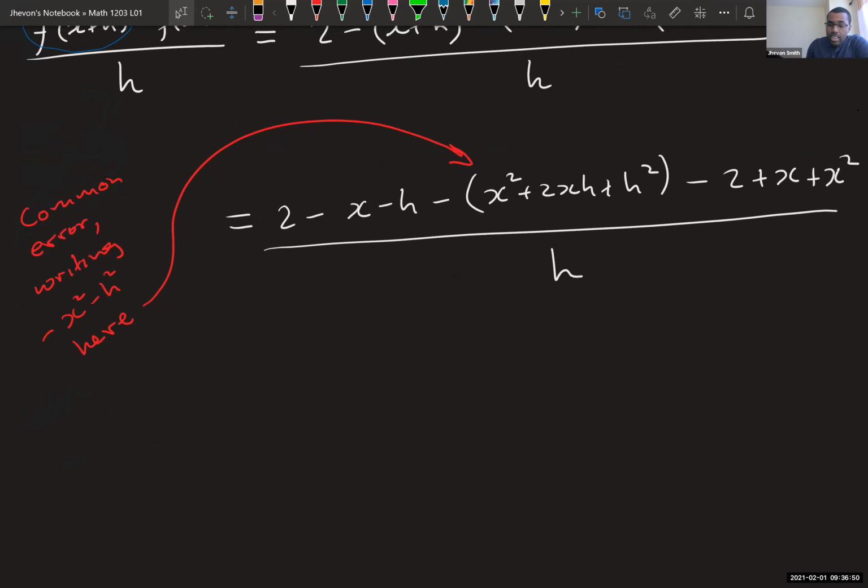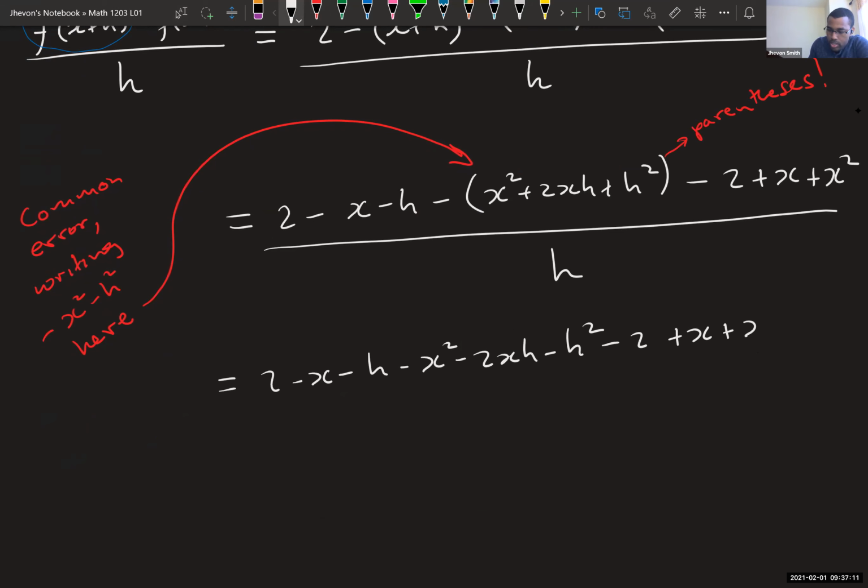And again, forgetting the parentheses is another common mistake. So I'll put that again here, parentheses. We do have to remember to distribute that negative sign. So this becomes 2 minus x minus h minus x squared minus 2xh minus h squared minus 2 plus x squared all over h. Whew, so that's where we are.